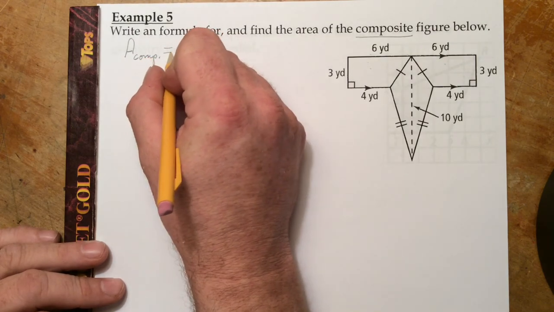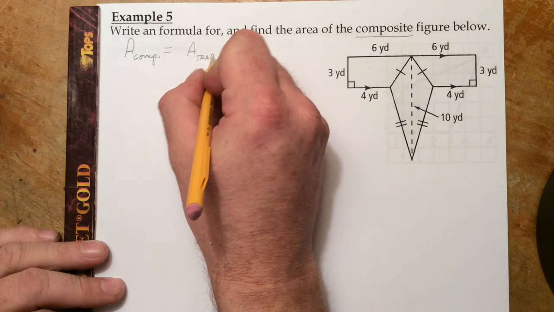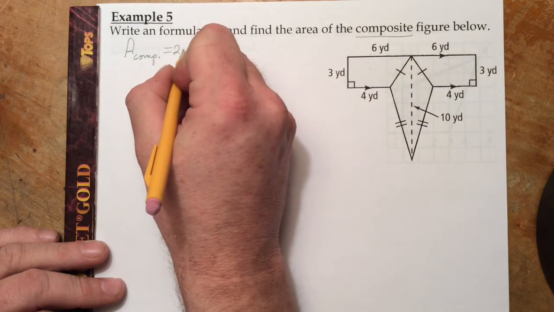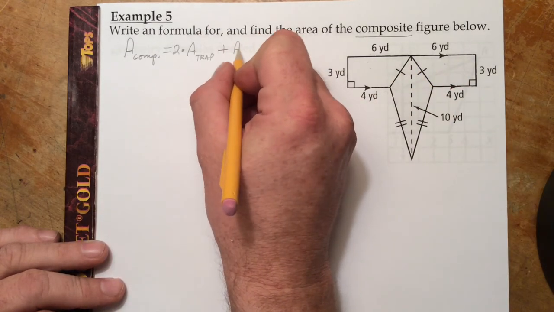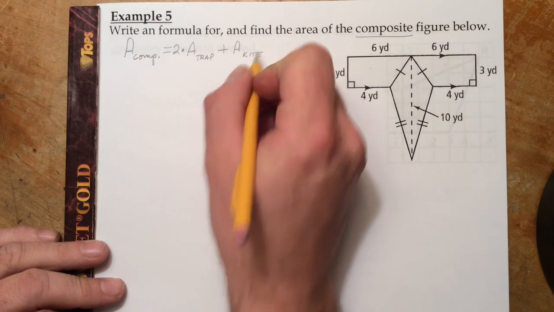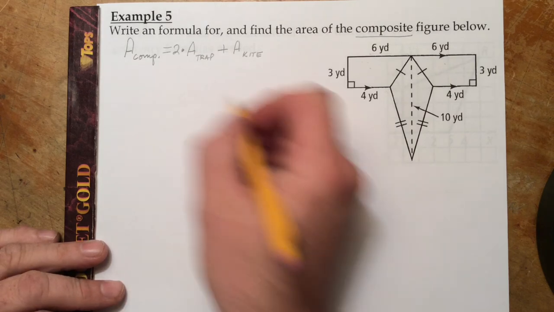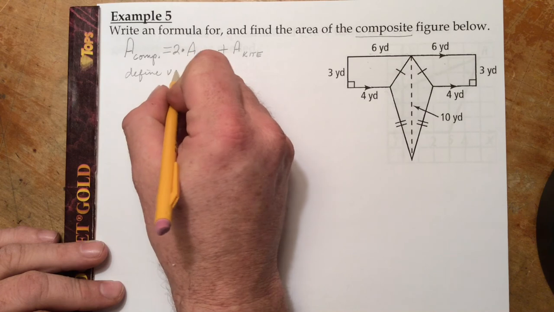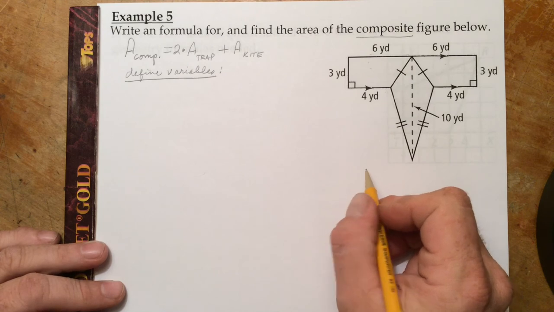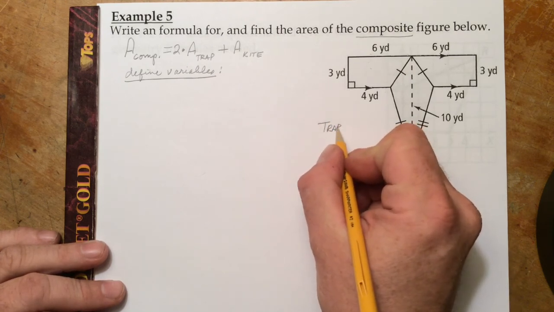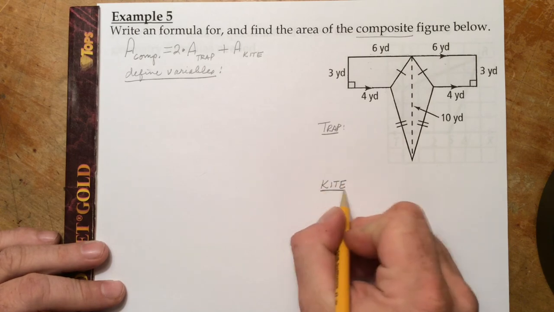So we can write, we've got the area of a trapezoid, but there's 2 of them that are congruent, so 2 times the area of a trapezoid. Then we're going to need to add to that this kite's area, so that plus area of the kite. So there's our general formula of what we're going to use here. At this point, we want to define the variables, all the lengths that we need. So first, let's take the trapezoid, and then skip a little space and we'll take the kite.